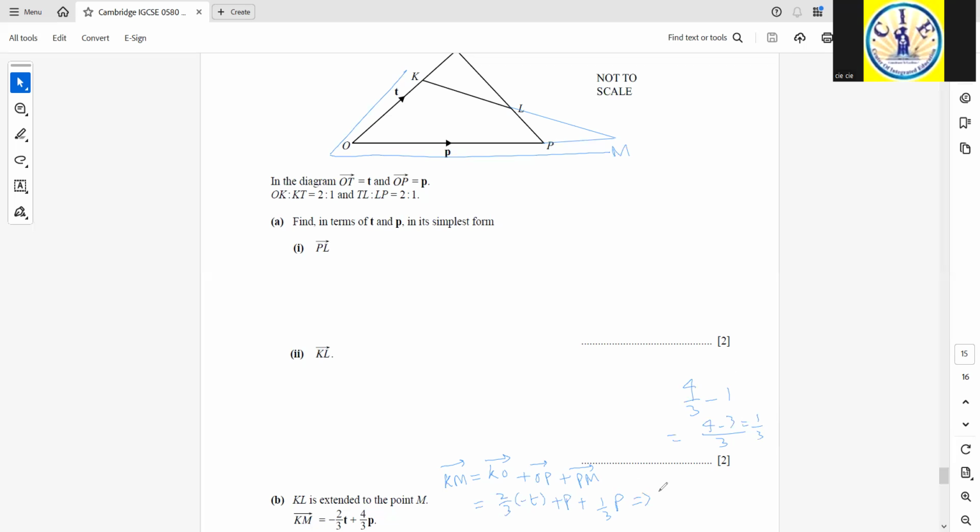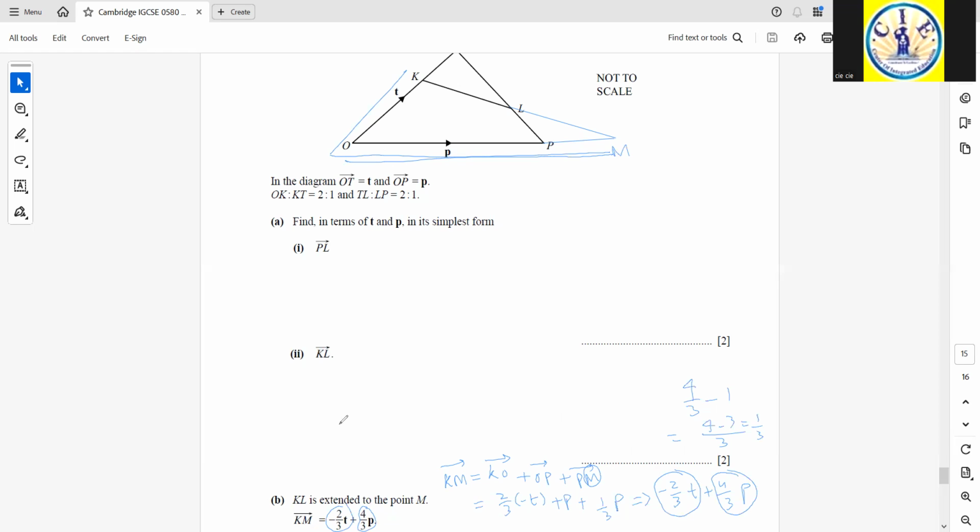So that's why when we get negative 2 by 3T plus 4 by 3P, that means like this. This 4 by 3P is this portion, and negative 2 by 3T is this portion. So from this, we can observe that M lies actually on the straight line OM. So that's what it proves, or what we can say.